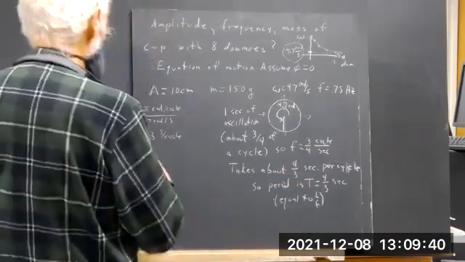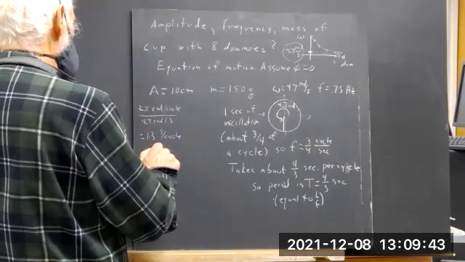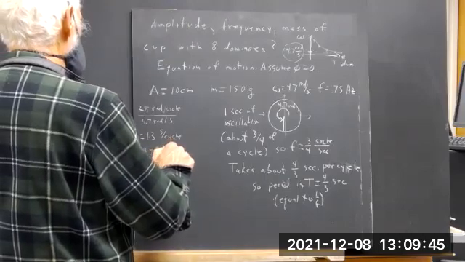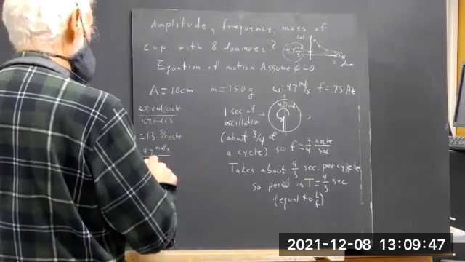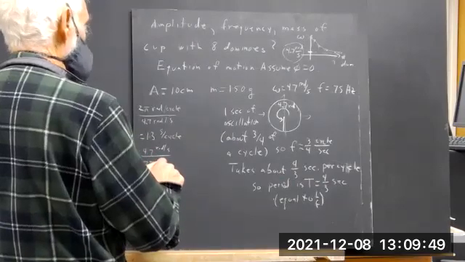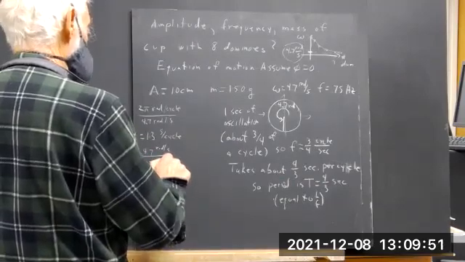Okay. And then 4.7 radians per second is what portion of a cycle? That'll be 4.7 over 2 pi of a cycle.